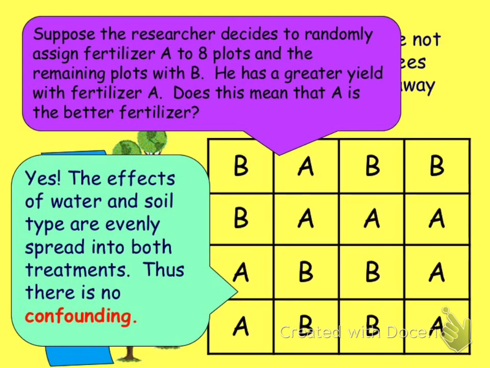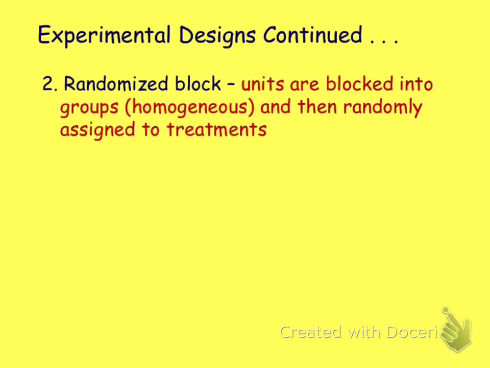Now, if you wanted to get a more accurate data set to see if the vicinity to the water really does affect it, then we could block. This is called a randomized block design. I would compare this to a stratified sample for observational studies.